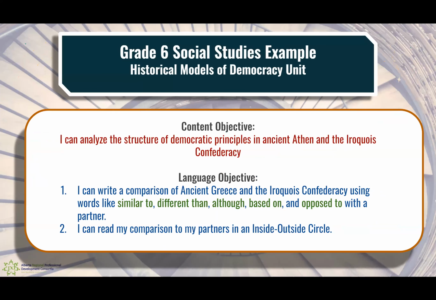For historical models of democracy: I can analyze the structure of democratic principles in ancient Athens and the Iroquois Confederacy. So I can write a comparison of ancient Greece and the Iroquois Confederacy using words like similar to, different than, although, based on, opposed to, with a partner. And I could read my comparison to my partners in an inside-outside circle. Again, content is what we want our students to know, but the language objective is how they are going to show it.